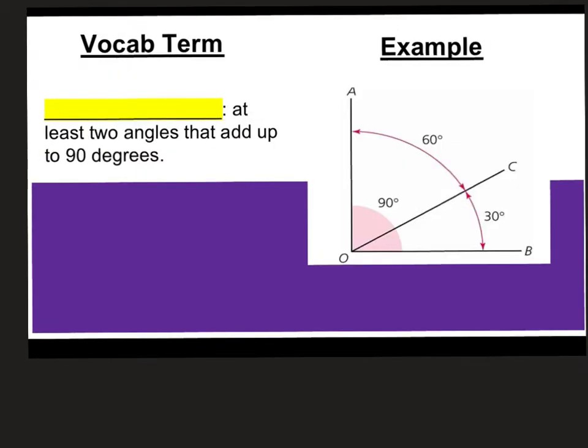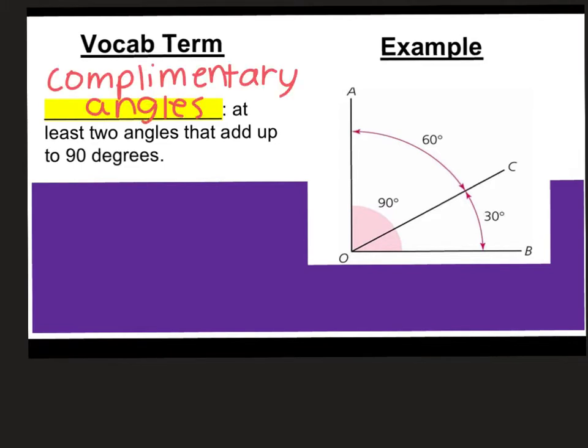Next up, we have complementary angles. They are at least two angles that add up to 90 degrees. So remember, we talked about that little 90-degree angle. Here we actually have two angles that are adding up, but it could be more, right? We could split this again and have another angle there and another angle there. You can have multiple angles, but it's at least two.